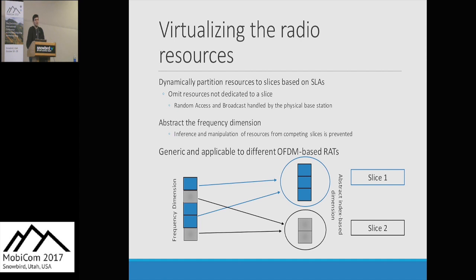And the reason we do that is because collocated slices might actually belong to competitors, and therefore, if a slice can actually see the resources in the frequency grid that other slices are using, it could potentially infer things about the operation of those slices and even perform malicious operations that could degrade their performance, like causing interference. So for that reason, we need to have some abstractions that adhere to these constraints, and at the same time, they need to be generic enough so that they can be applicable not just to LTE, but also to different OFDM-based radio access technologies, like the upcoming 5G new radio.